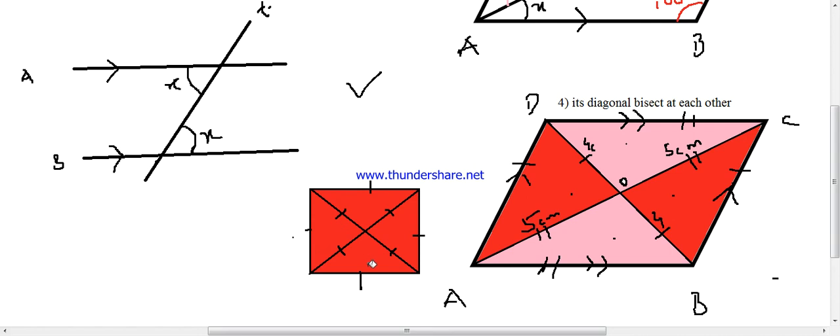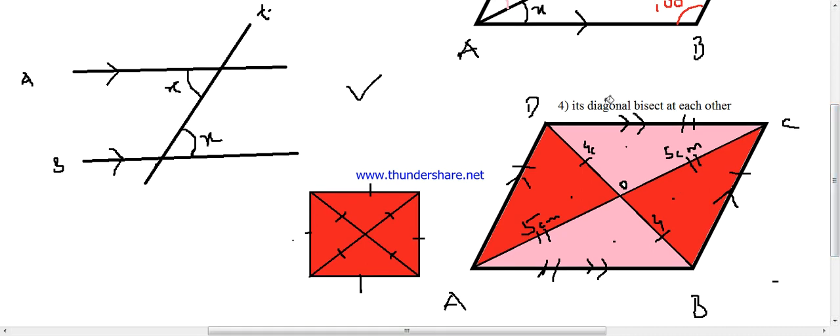In a parallelogram, the sides are not equal. Only opposite sides are equal. Adjacent sides are not equal. That's why we are getting these values. The four triangles are not equal. Okay. Please remember this fourth point. Very, very important. All right. Next, you have to remember that the diagonals bisect each other.